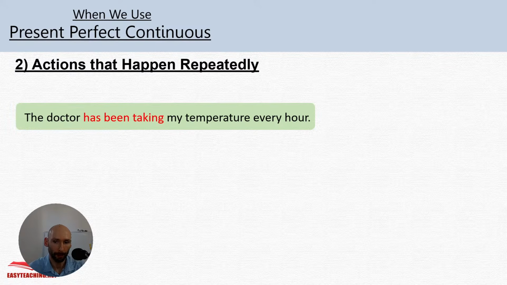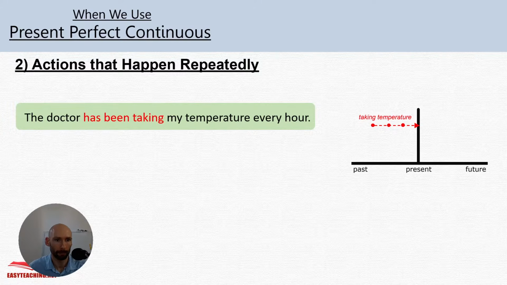This is our first example. The doctor has been taking my temperature every hour. The action of taking temperature is something that's repeated. It's not happening continuously, but it is happening repeatedly, as we can see on the chart here. Every hour, this action is repeated, continuing up until the present. Presumably, the doctor will be in another hour to take the temperature again, and again, and again.